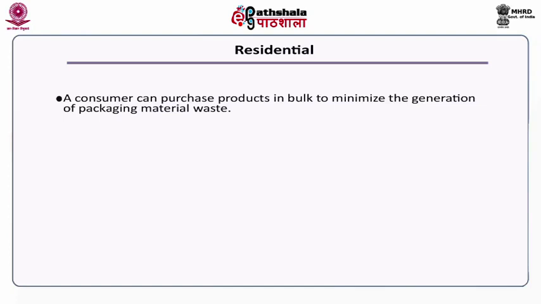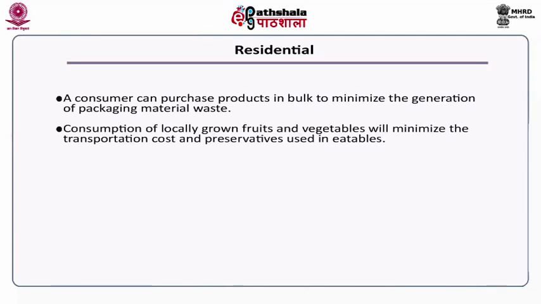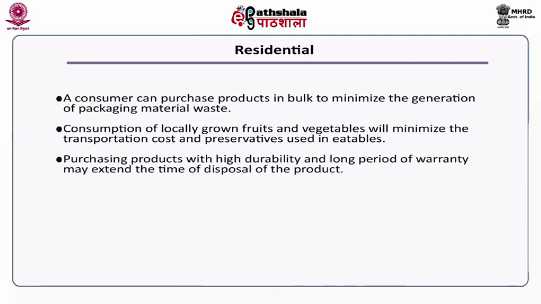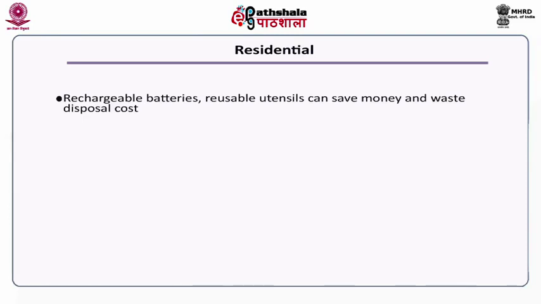A consumer can purchase products in bulk to minimize the generation of packaging material waste. Also, consumption of locally grown fruits and vegetables will minimize the transportation cost and preservatives used in eatables. Purchasing products with high durability and a long warranty period can extend the time of disposal of the product. You can also use rechargeable batteries and reusable utensils, which can save money and waste disposal cost.